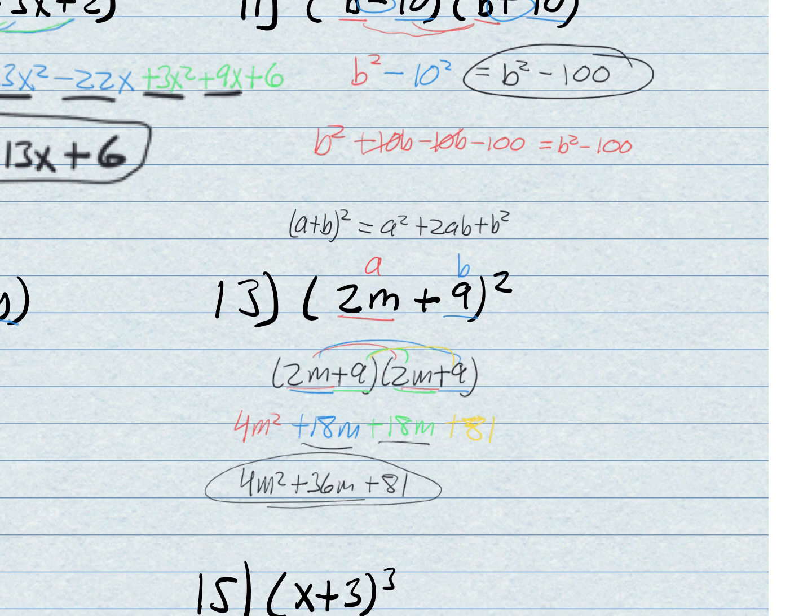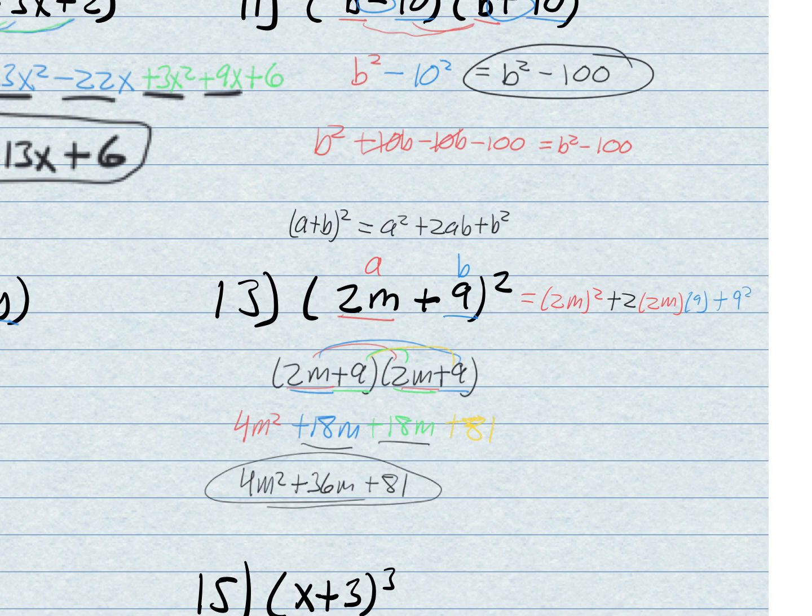9, I'm going to say is b. Right? So then you can just plug this in to the special product. So then I have, this is going to be equal to 2m squared, plus 2 times a, which is 2m, times b, which is 9, so times 9, and then plus b squared, so plus 9 squared.